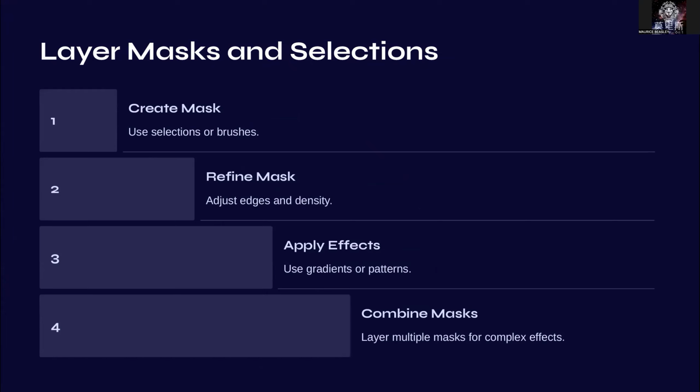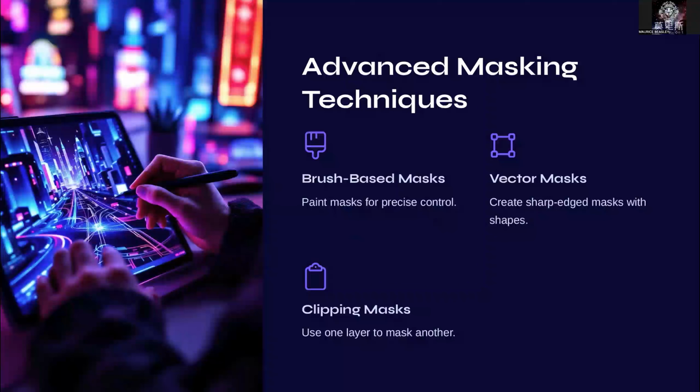Let's see. Advanced masking techniques. We'll talk about this. This is basically when you create the layer mask, you have the ability to use your paintbrush tool to paint on that layer mask. Or like we did with the selected mask, double click on the layer mask and jump into that selected mask feature to do your job that way.